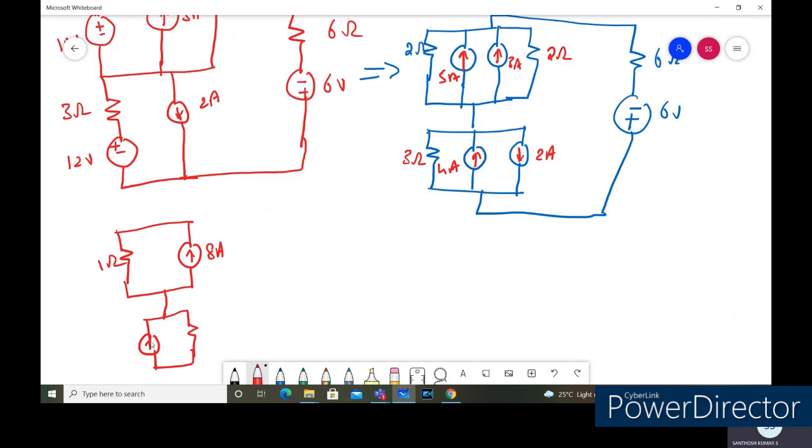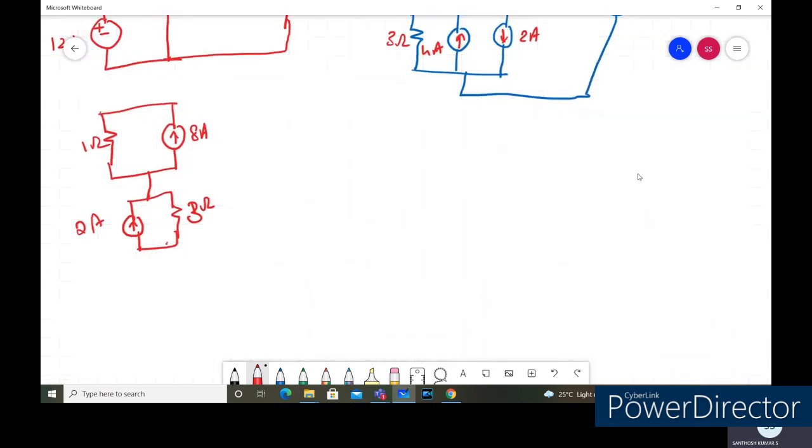So the value for the current will be 4 minus 2, which will be the 2 amps we'll get. And the value for the resistance is 3 ohm. So this is in series with the 6 ohm resistance in series with the voltage source. So this is 6 ohm and this is the 6 volts.